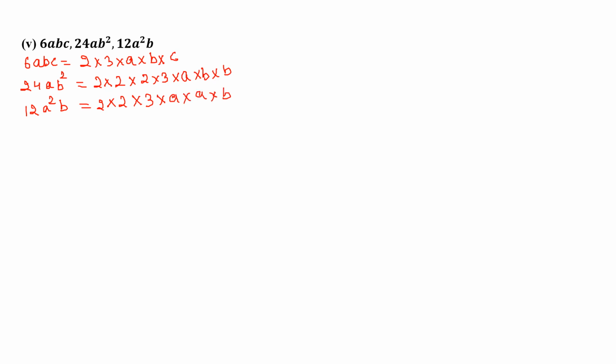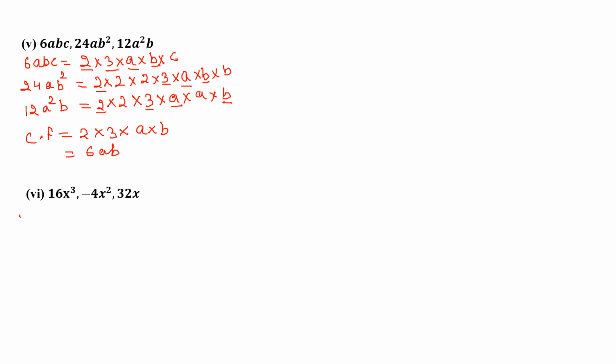Now let's find the common factor. So 2 is a common factor, 3 is also a common factor. Then A is also one pair of common factor. B is also a common factor. That's all. So the common factor is 2 into 3 into A into B. So 2 3s are 6. So 6AB is the common factor.